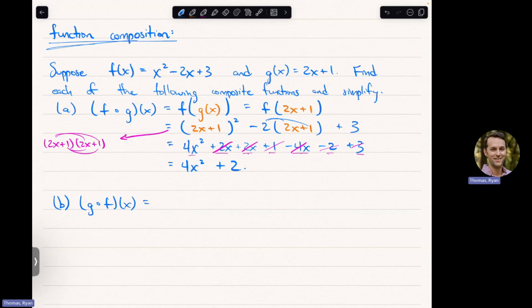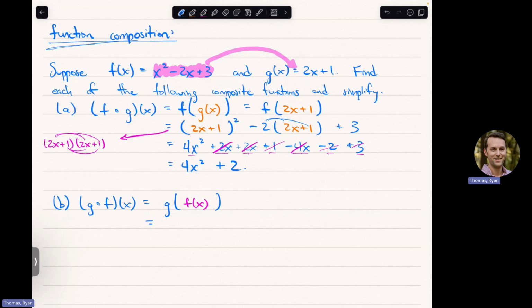Now would be one of those really good times to pause the video for a second and try this one on your own. We're going to do exactly the same thing, but in reverse order because the order is reversed here. So this is g of f of x, where f of x is this. So again, if you want to take a second, pause things, work through this on your own, and then come back.